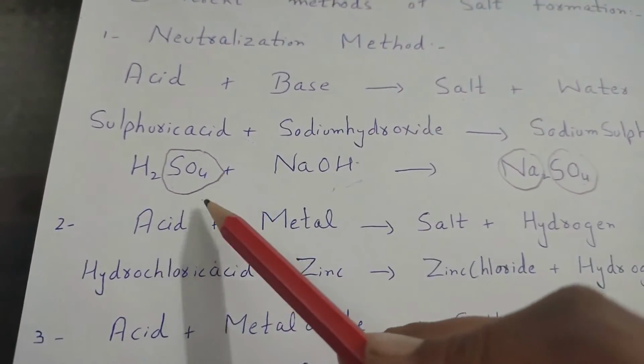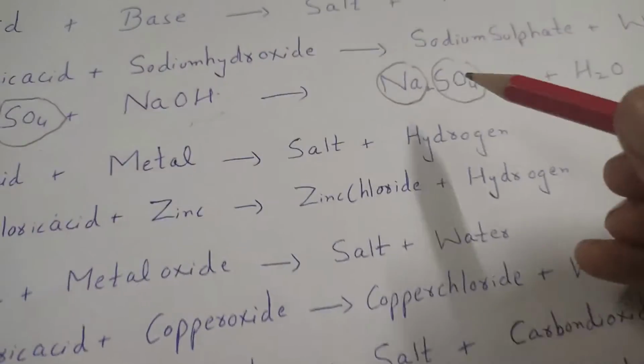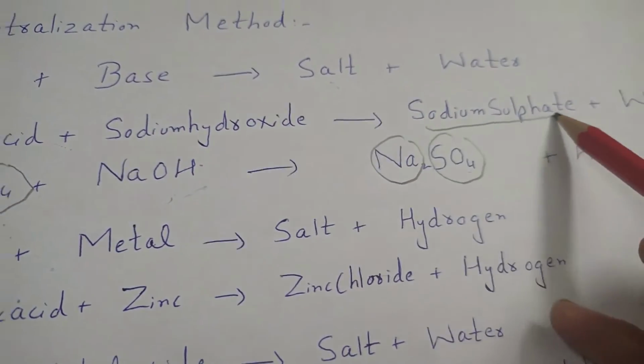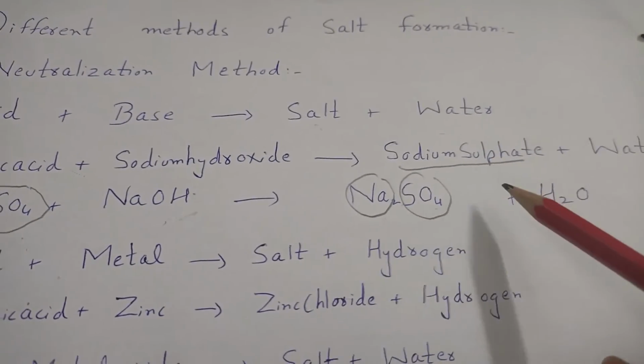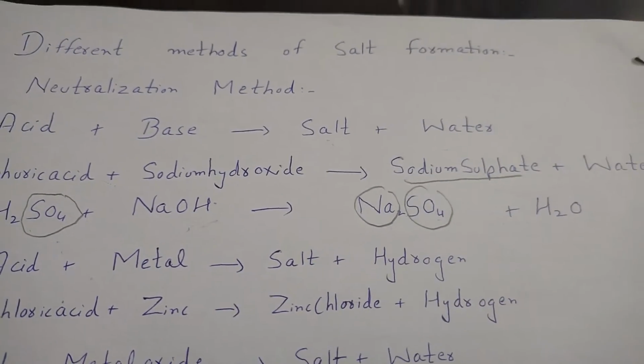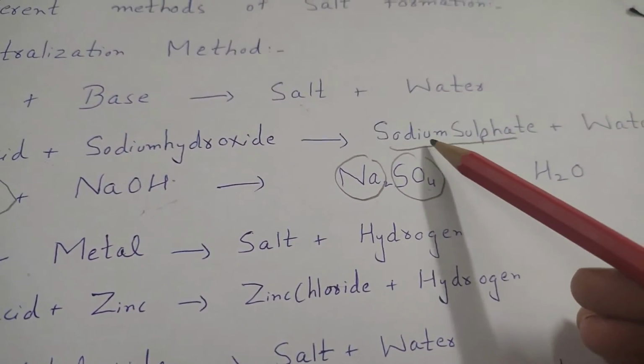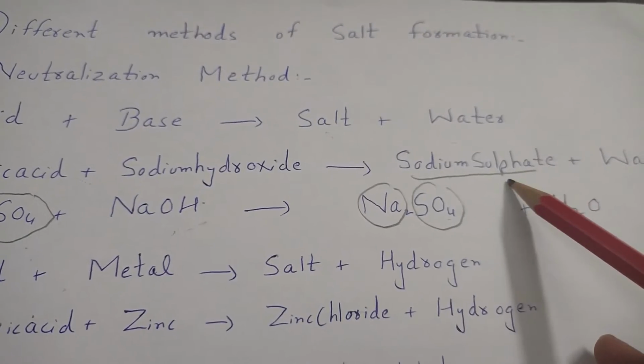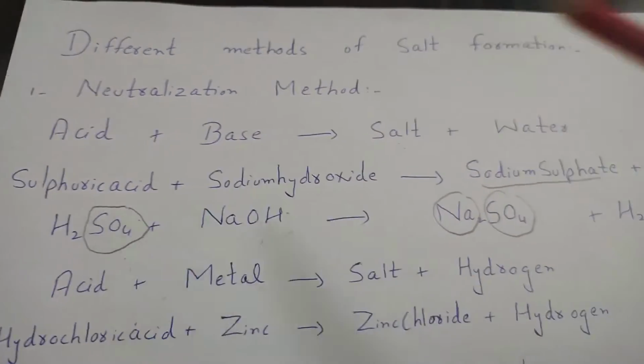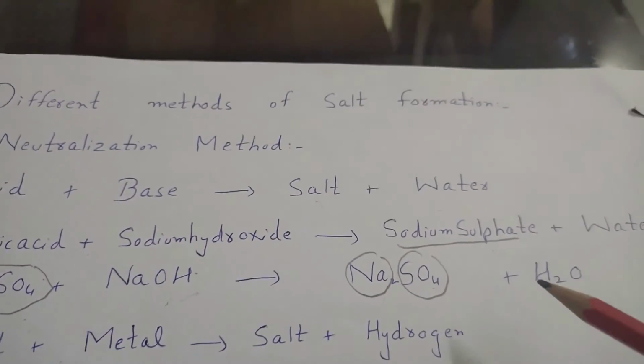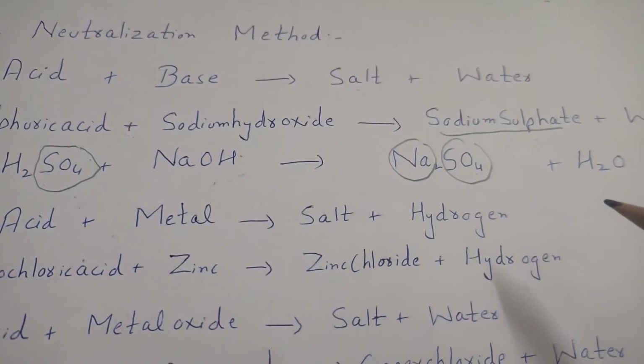The most important point: whenever you name a salt, sodium sulfate, we always get the metal name first. Sodium we will write first, and sulfate, which we are getting from an acid, we will write after. You cannot call it sulfate sodium.